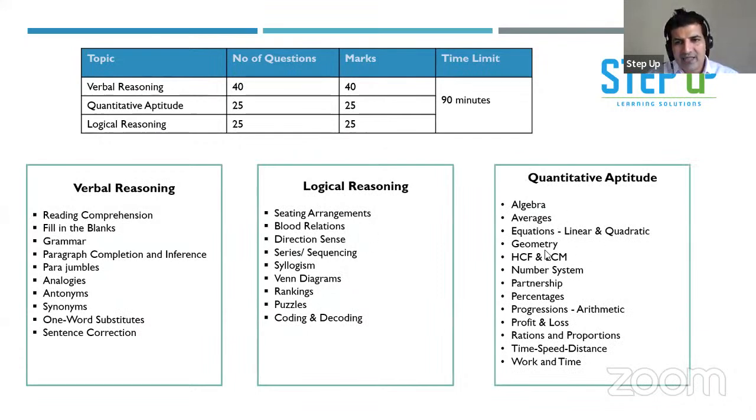Okay. And this is your maths section that you will have to go through.